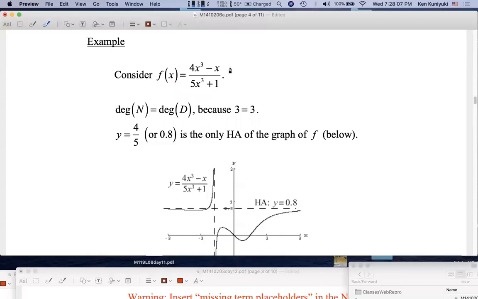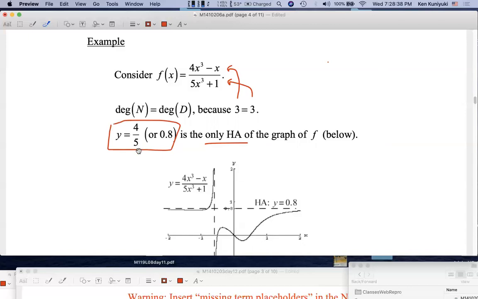The degree of the numerator is 3. The degree of the denominator is 3. We have equal degrees. So we have more of a fair fight. Before, the denominator totally beat up the numerator in the long run, and the whole thing was dragged towards 0. But here we have more of a fair fight. Now, it turns out that there's an HA. The only HA is at y equals 4/5, or 0.8.